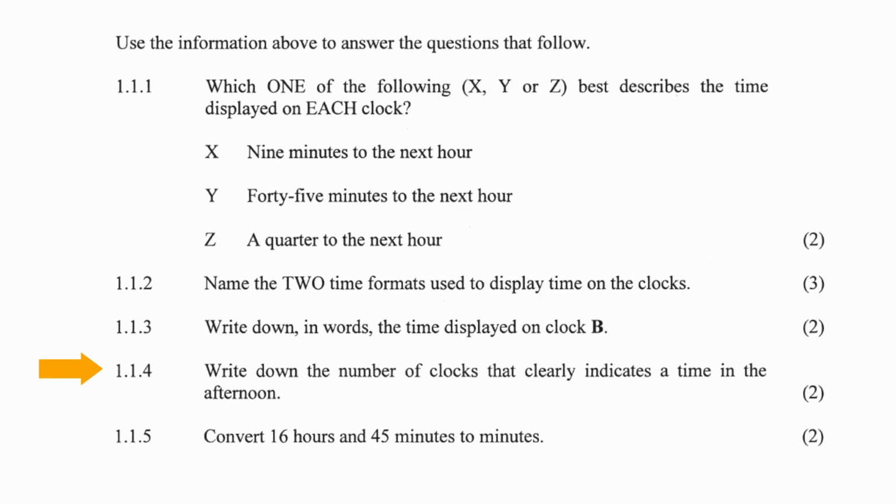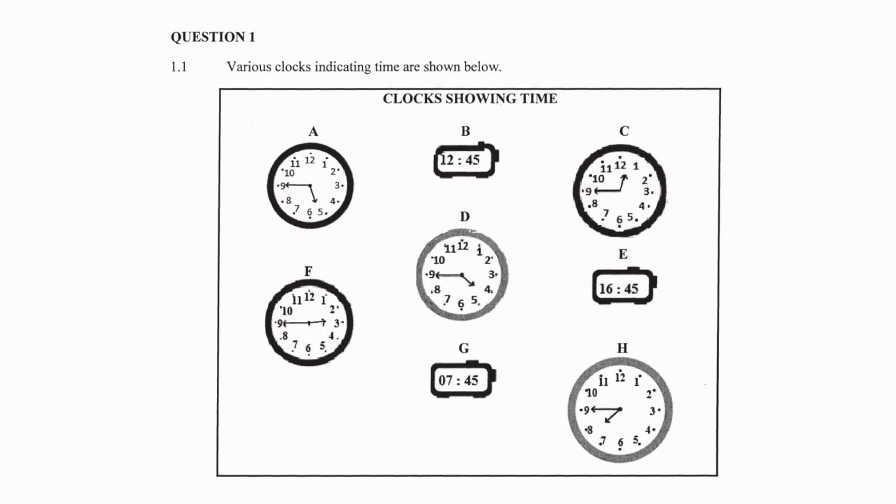Question 114, you have to write down the number of clocks that clearly indicate the time in the afternoon. From the diagram given, we count 2 clocks that clearly show the time in the afternoon.